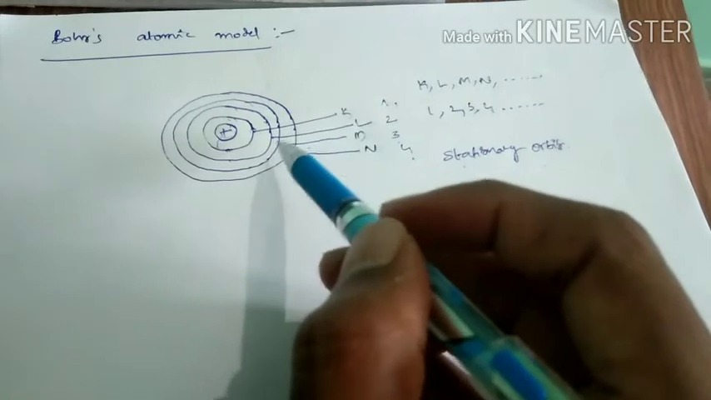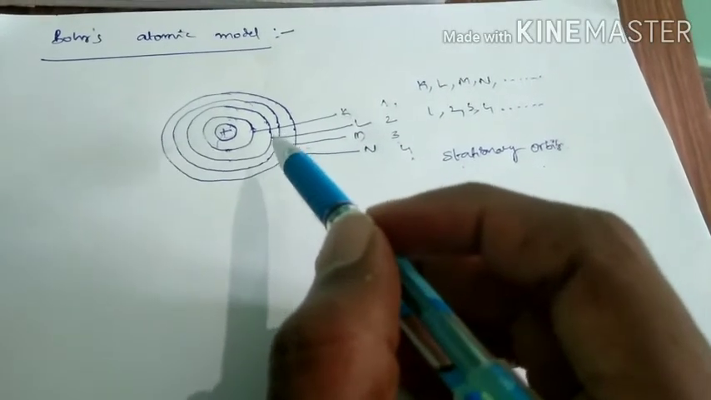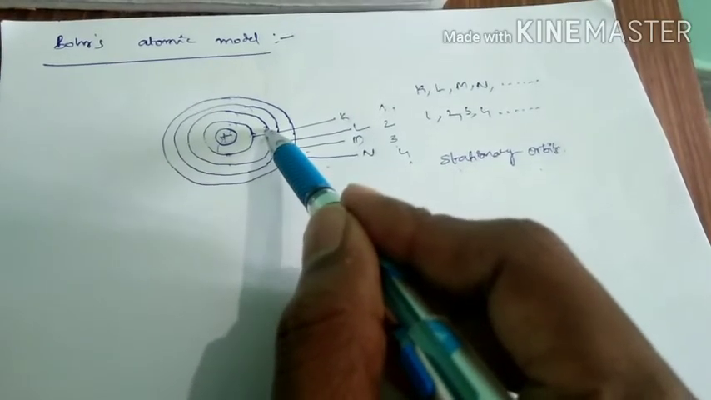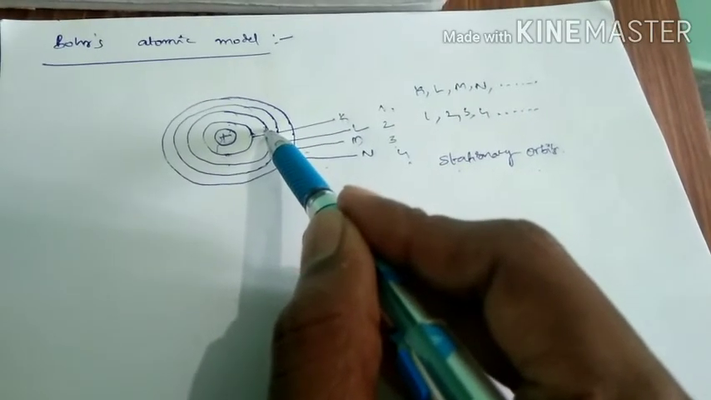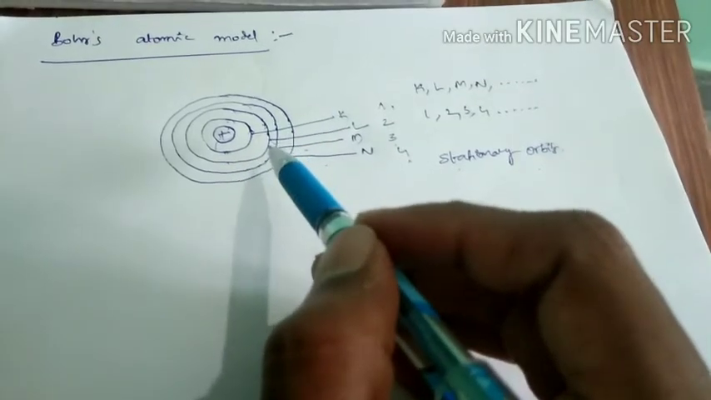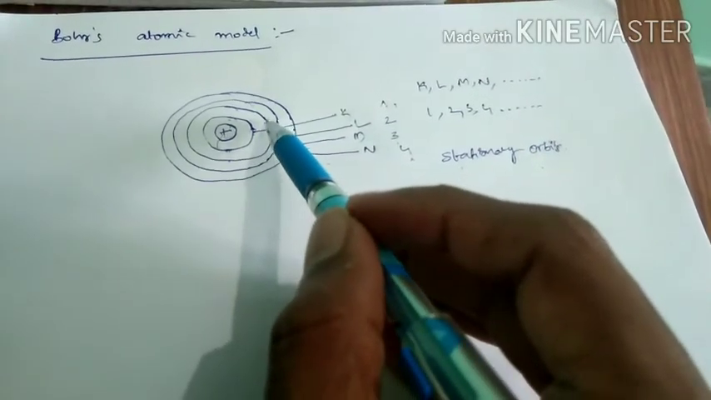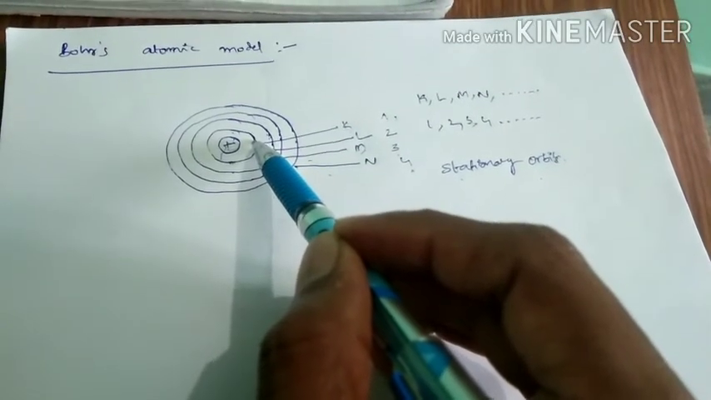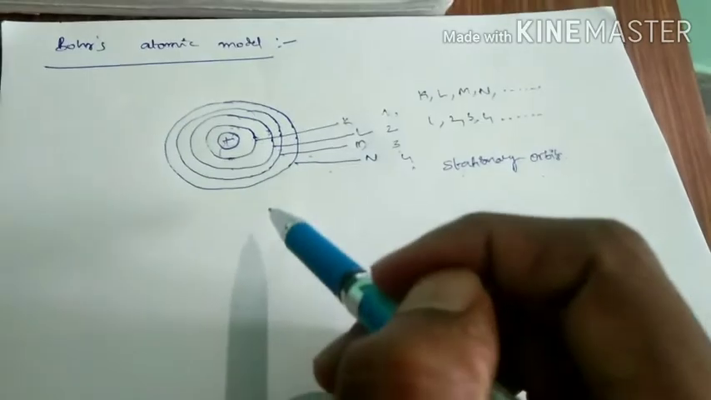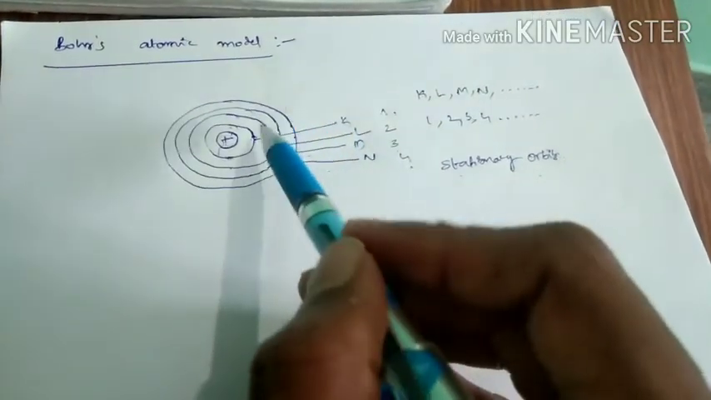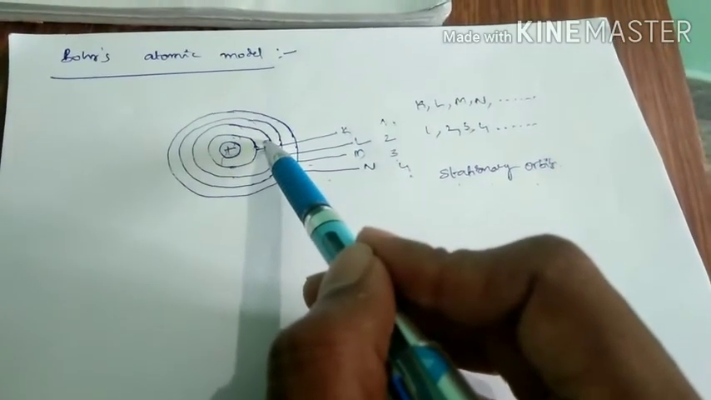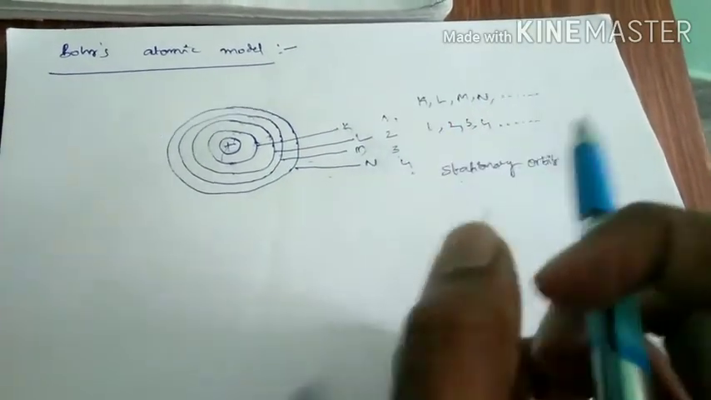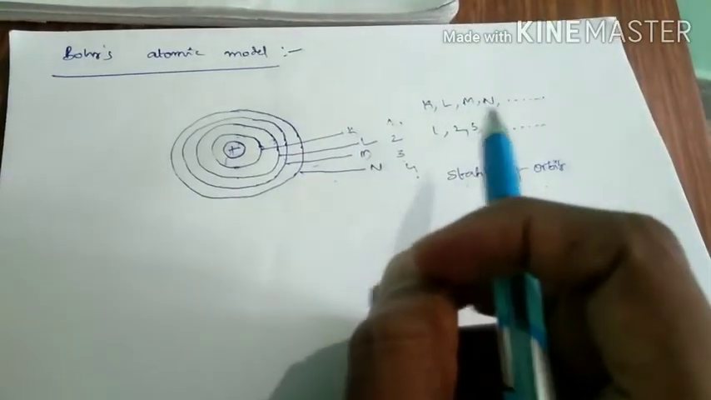So what is the point here? When the electron jumps from a lower orbit to a higher orbit, then energy is absorbed by the electron. When the electron jumps from a higher orbit to a lower orbit, then energy is released. This is the fourth point.